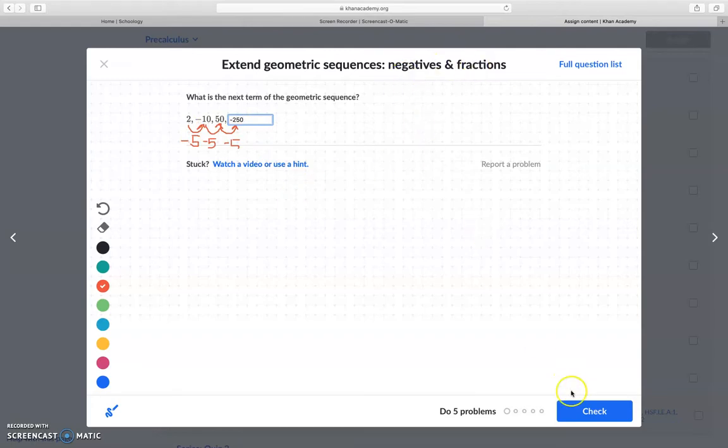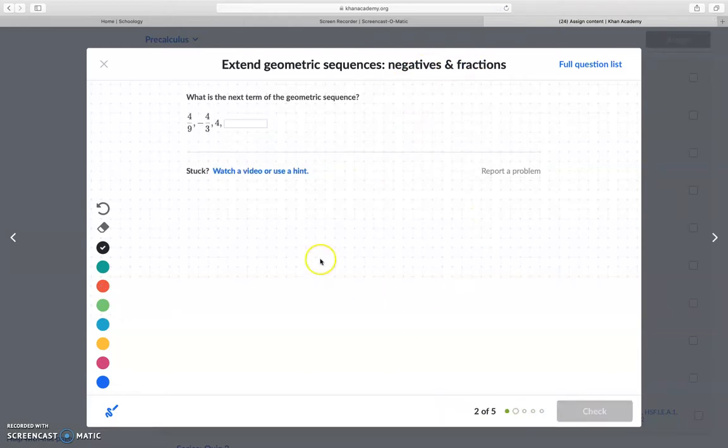Let's hope there's a fraction on the next one. Let's see here. Perfect. There's a fraction, and also there's a sign changing. So positive fraction, negative, and then a positive number. So we know that has to be negative. So again, we know that each time they're multiplying by some sort of negative. But what's interesting here is that we have fractions. So from 4/9, we ended up with negative 4/3.